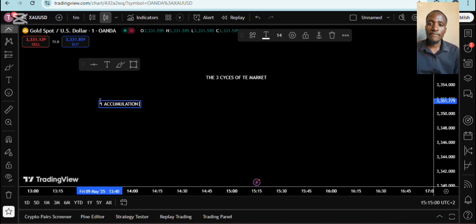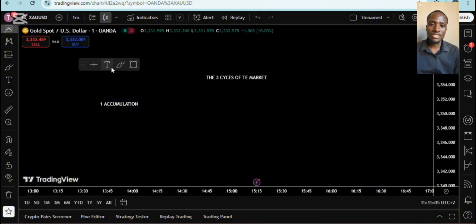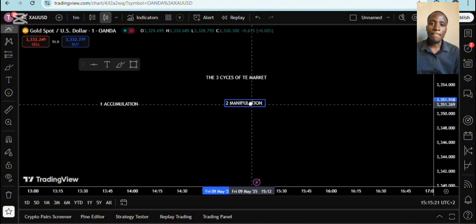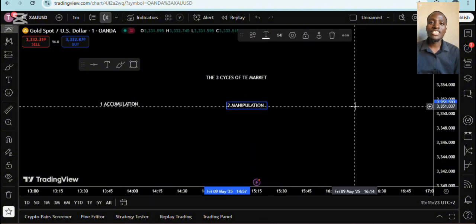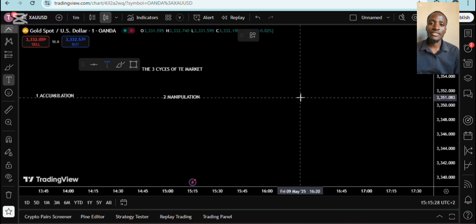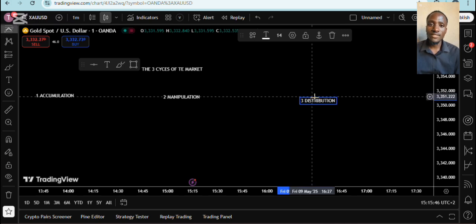Then the second one is called manipulation. Let me select my text. The second one is called manipulation. Then the third one of the 3 cycles of the market, which is the last one, is called distribution. The first one accumulation, the second one manipulation, and the third one distribution.